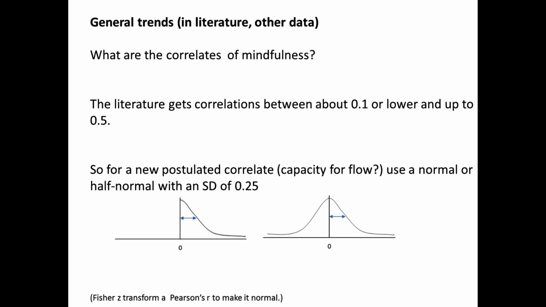So for a new postulated correlate, like the capacity to have flow experiences, I don't know if that is new in the mindfulness literature, but let's say it is, I would already have a feeling for what would be a plausible model of H1. I would know a plausible scale of effect is about 0.25, 0.2, 0.3. I really doubt we're going to get correlations more than 0.5. And that enables you to get going straight away.